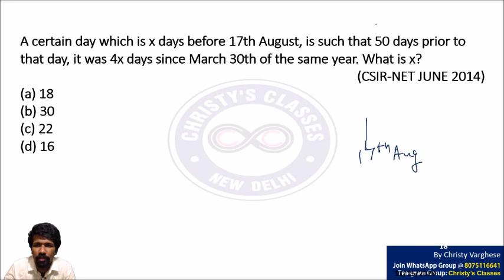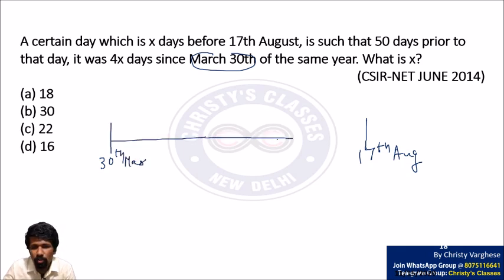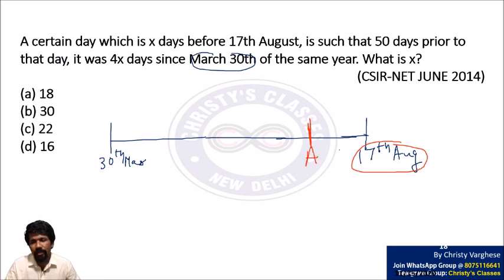Another date it is told is March 30th. So 30th March is another date. Between these two dates, we are told about some special days. A certain day which is X days before 17th August. So X days before 17th August there is a day. I will call that day A. Day A and 17th August, there are X days between them.